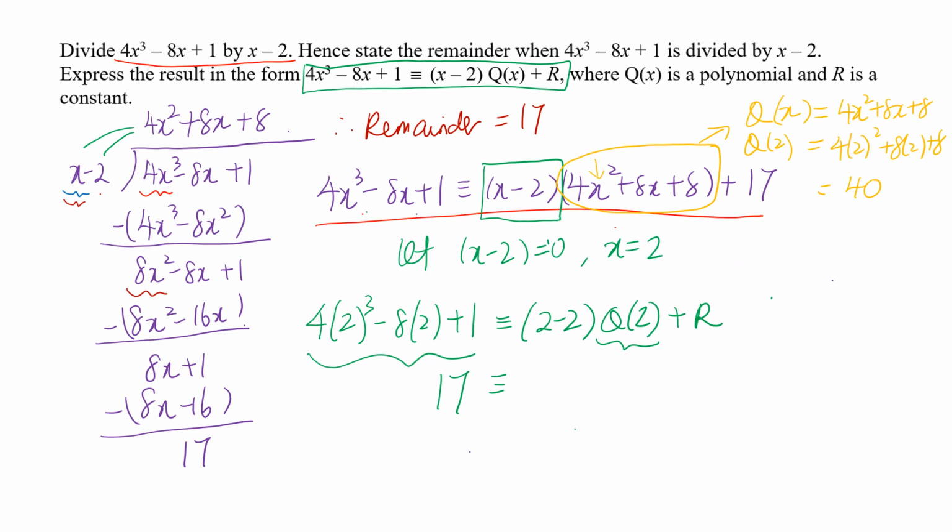Okay, so it doesn't matter here. What happened is that I want to show you that when I substitute x equals 2, I actually get rid of this portion here, because 2 minus 2 is 0, and 0 times whatever will give you 0. So you have a 0 plus r, and therefore your r is equal to 17.